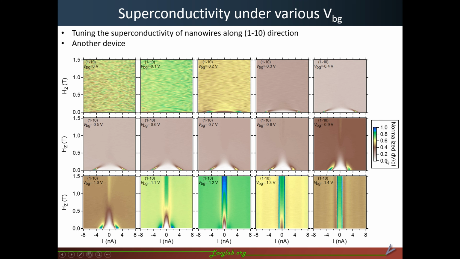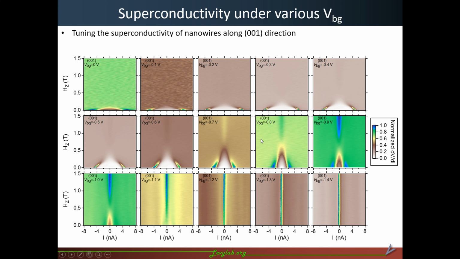Here we are plotting the normalized differential resistance. And we can also do this for the nanowires along the 001 direction. In this case, even when the backgate voltage is 0 volts, there is already superconducting behavior. Again, if we apply more negative backgate voltage, the superconductivity becomes stronger and then gets suppressed and finally disappears if we keep applying more negative backgate voltage.